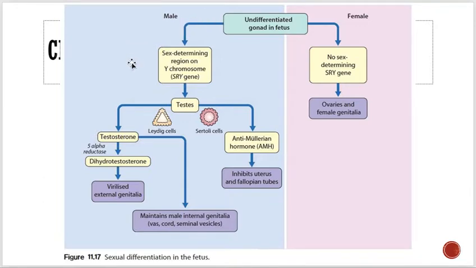So what is going to happen? This is the place where there is an error. They cannot maintain the vas deferens, cords, or seminal vesicles, and there will be no virilization of the external genitalia. So go logically. This will not be there, but there will be inhibition of the uterus and fallopian tubes.